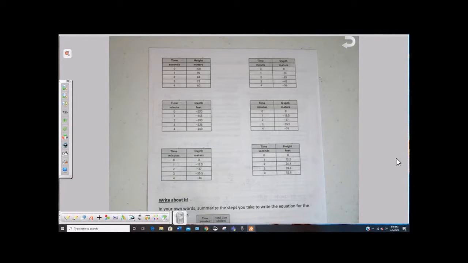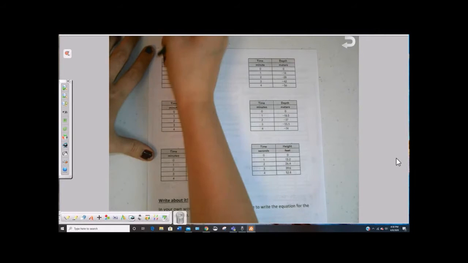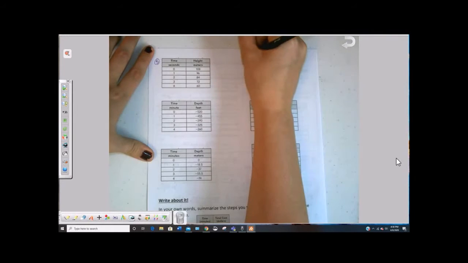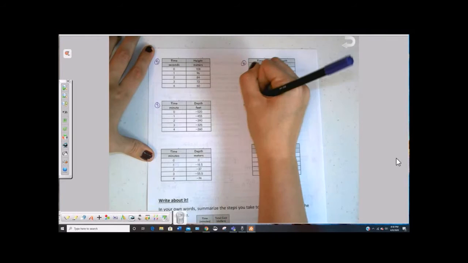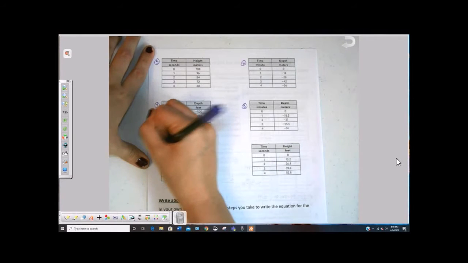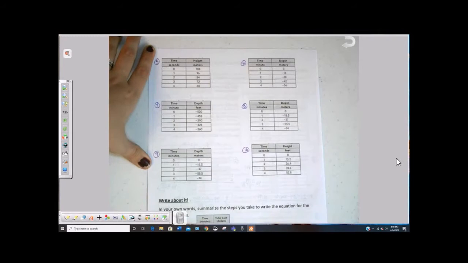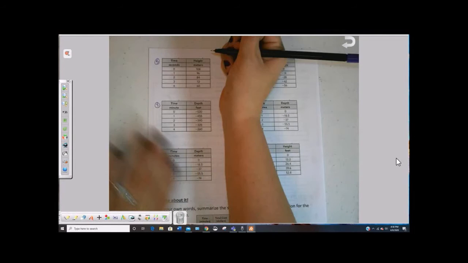So first things first, I'm actually going to number these 5, 6, 7, 8, 9, and 10. And what we're doing again in this instance is we are looking at our tables to try and figure out how to write our equation. And remember, with writing our equation, we find the change in y and the change in x. And in order to do that, we're going to only look at the first 2 points.